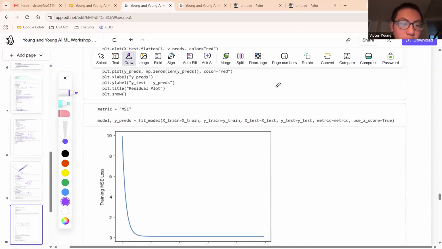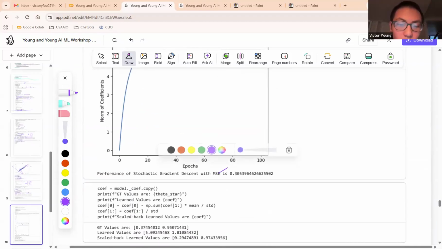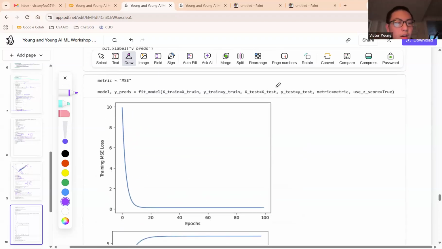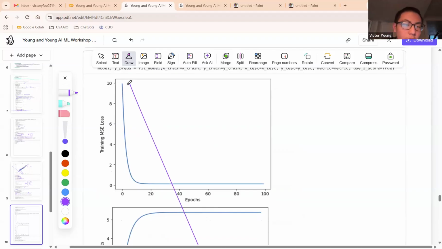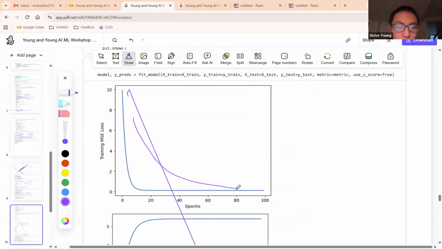So now here, you can see the performance. The MSE is 0.3. It's pretty good. And here is the training loss curve. You can see the training loss is going down. It's very accurate. The training loss is going down like this. So you can see that over all of the epochs, the gradient descent is working.